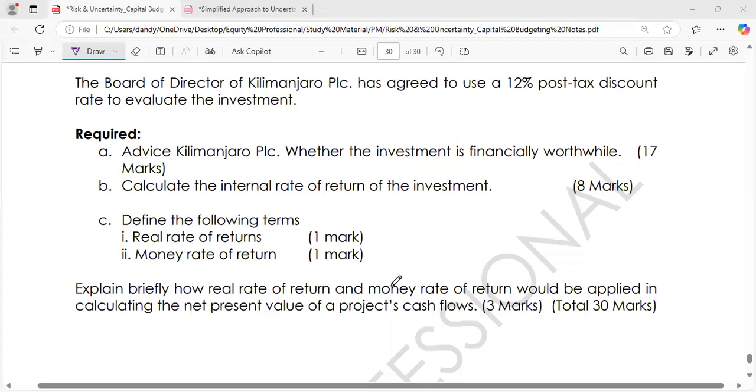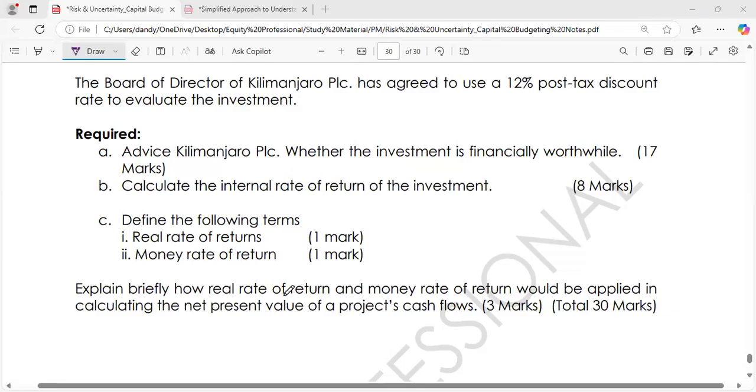The other one is money rate of return. Money rate of return, also known as money cost of capital or money discount rates, is a rate of return that includes the possible effect of inflation. It's also known as money nominal discount rates. So that is for that.